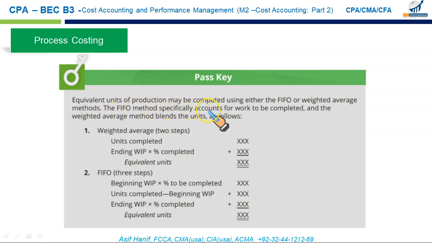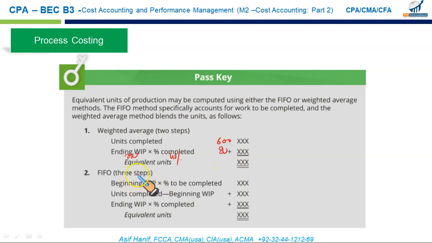The FIFO method specifically accounts for the work to be completed, and the weighted average method blends the units in the previous periods and the current. That's why, for the units completed, like in the previous example, what you will take here is the beginning work in process and the units completed during the period, 600 units, and the ending work in process was a total of 200 units multiplied by 40%, so that would be 80.